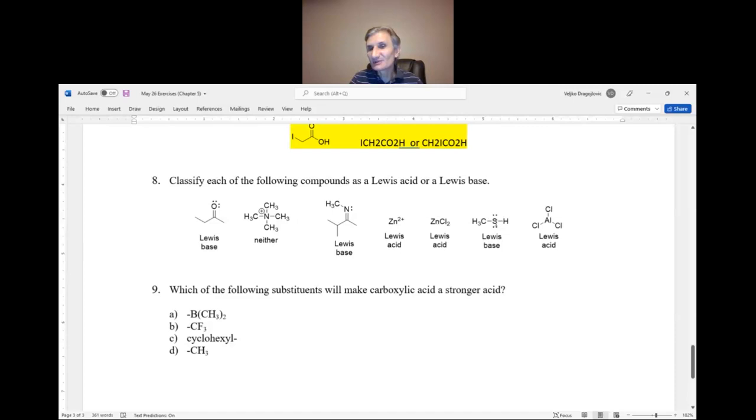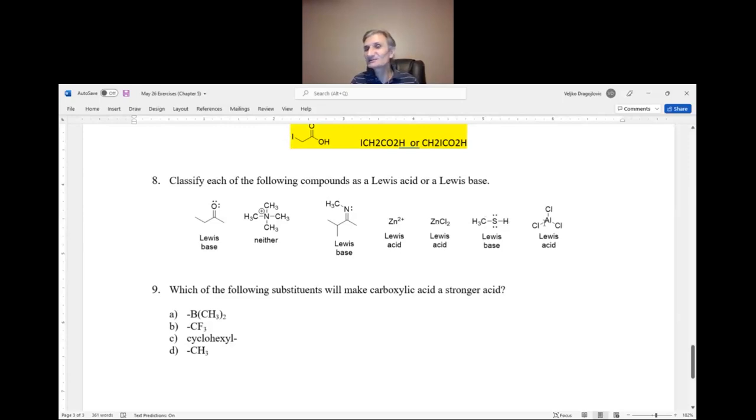This is an example of a Lewis base. This is actually an acidic compound because it can donate a proton, but it's a Bronsted acid. That's the Bronsted definition, proton donor. Lewis acid, Lewis base is a definition through electron pair. Is something an electron pair donor or an electron pair acceptor? And so an electron pair donor is a Lewis base, and an electron pair acceptor, empty orbital, is a Lewis acid. The Bronsted definition is proton donor acid, proton acceptor base.